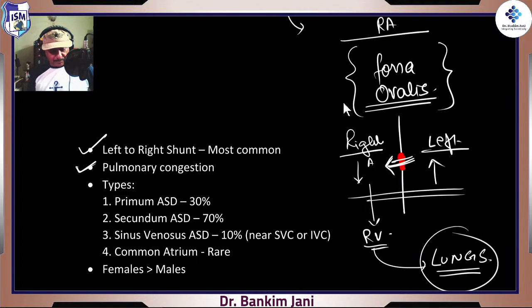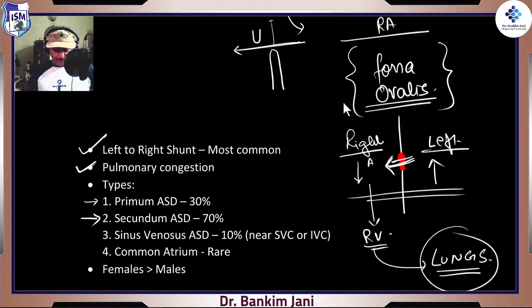Now, how many types of these ASDs can there be? See, the commonest is secundum ASD, right? Secundum ASD. In which case this septum secundum, right, fails to develop, or there are some holes in it, and somehow that ostium secundum remains open. So this is the path which is patent. Then say primum ASD, in which this septum primum was having problem.